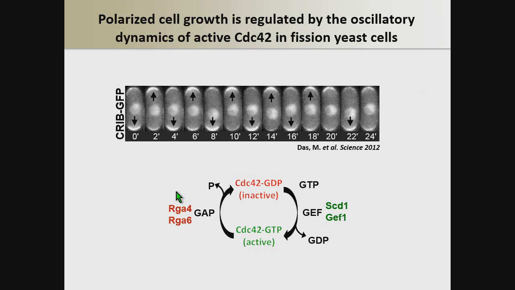The small GTPase Cdc42 cycles between an active and inactive state, as you might remember. And in Pombe, two families of proteins regulate Cdc42 activation. Of the ones that promote Cdc42 activation, two have been described. It's Scd1, which is an ortholog of cerevisiae Cdc24, and Gef1, which is an ortholog of mammalian Cdc42 GEF Tuba.